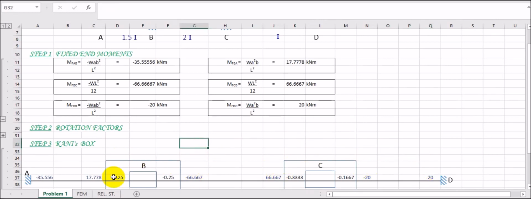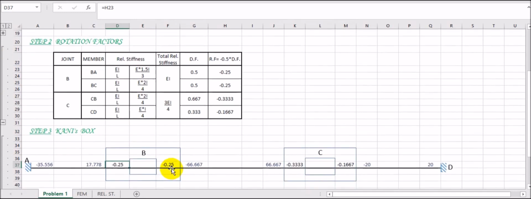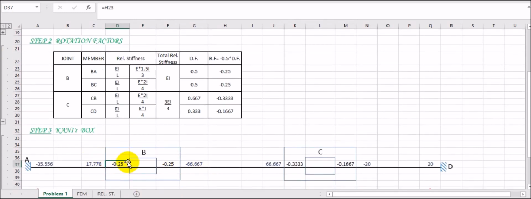The values that are written inside the boxes are the rotation factors. For BA, because we are looking at the beam from joint B to A, the rotation factor of BA is written here inside the box, minus 0.25. The rotation factor for BC, because we are looking at the beam from B to C, is written here inside the box again. This is the rotation factor for CB, which is minus 0.333, and the rotation factor for CD, which is minus 0.1667. Clear how the box is to be drawn?